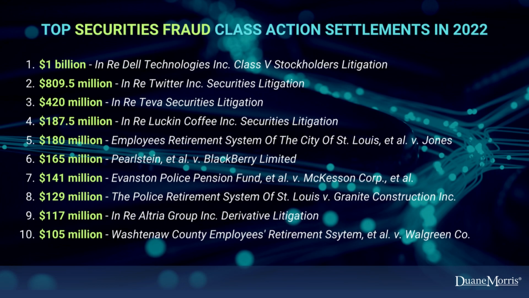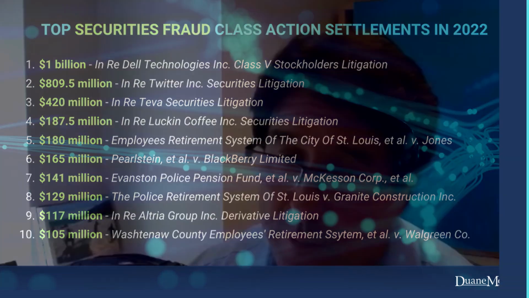The top settlement was a class action against Dell Technologies for $1 billion, resolving claims that defendants breached their fiduciary duties to former shareholders of a particular kind of Dell stock. There was also a large settlement of over $800 million with Twitter in a class action where stockholders alleged that Twitter artificially inflated its stock price by misleading investors about user engagement. Those are hefty numbers and a lot of coin. I'm sure in 2023, the plaintiff's bar will be loaded for bear again.